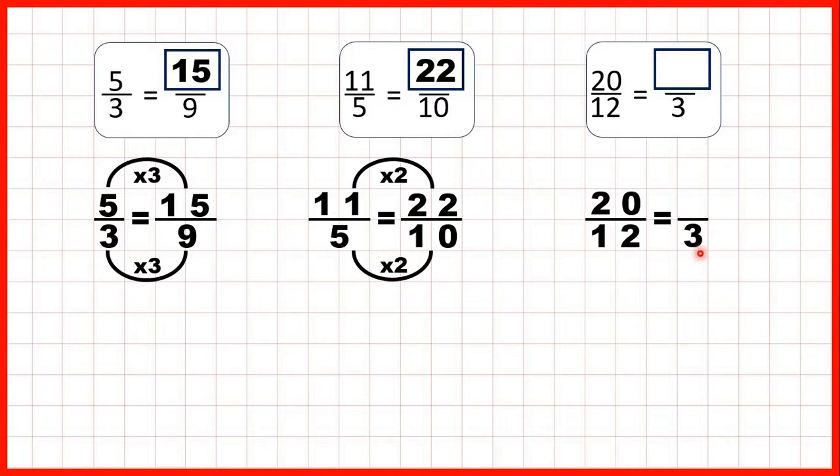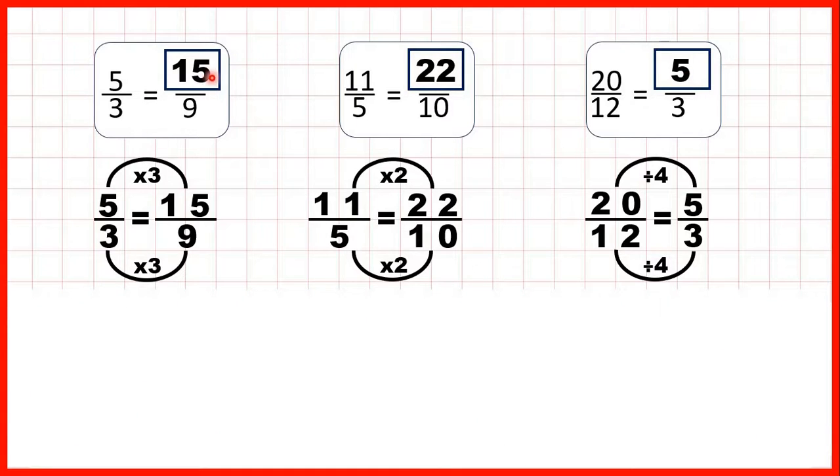Now we have 20 twelfths, and we need to find an equivalent fraction with a denominator of 3. So here, because the denominator is smaller than the denominator of the fraction that we started with, we know that we'll need to use division to find our equivalent fraction. Now 12 divided by 4 is 3. That's because 3 times 4 is 12. And again, what we do to the denominator, we need to do to the numerator. 20 divided by 4 is 5, because 5 times 4 is 20. So our missing numerator is 5. And we can see that though the numbers are different in the equivalent fractions, the fractions are the same size.